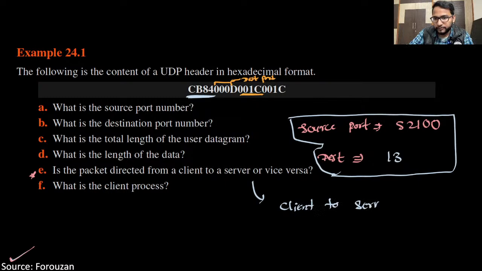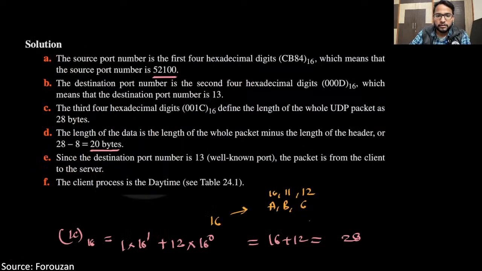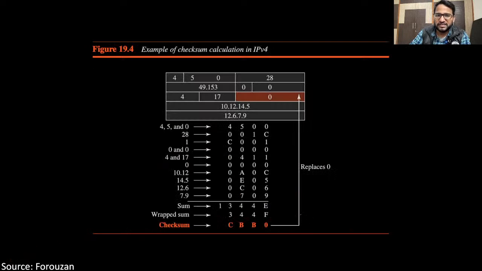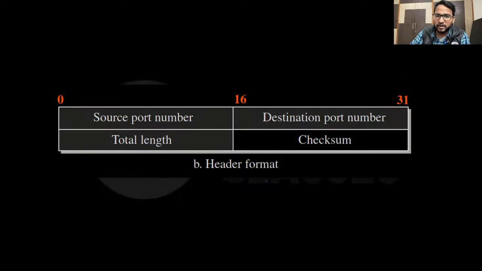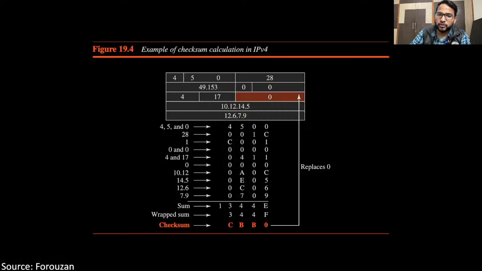Client to server. Okay, cool. Now the third or fourth field here is the checksum. Let me tell you how to calculate the checksum. It is also very easy to calculate. Let me show you how.